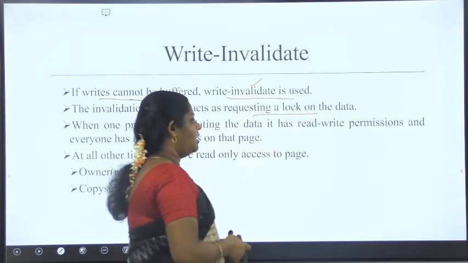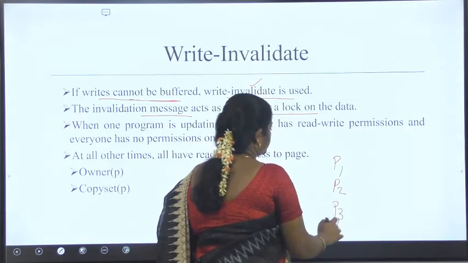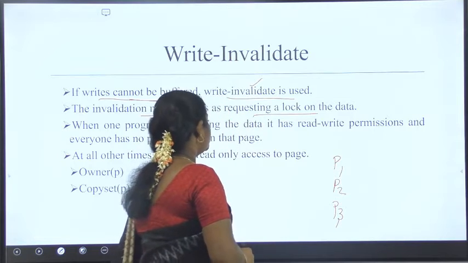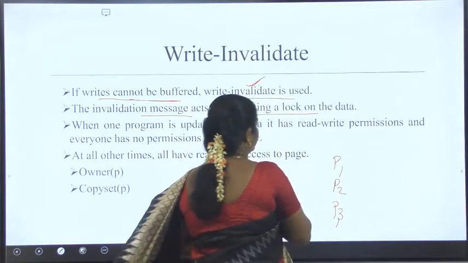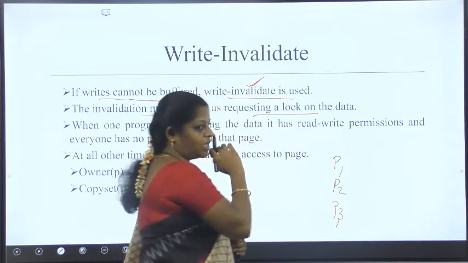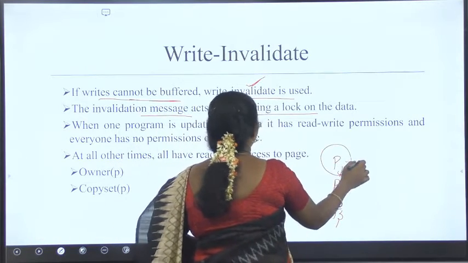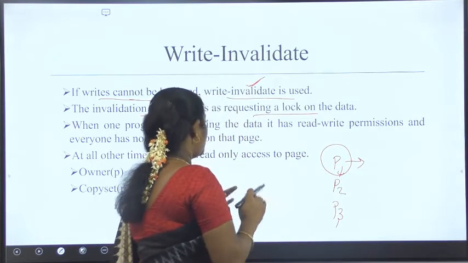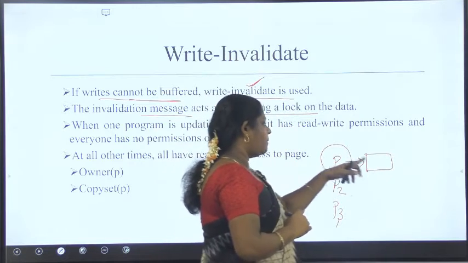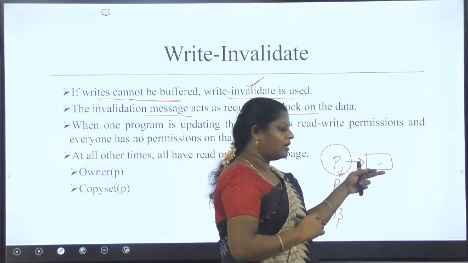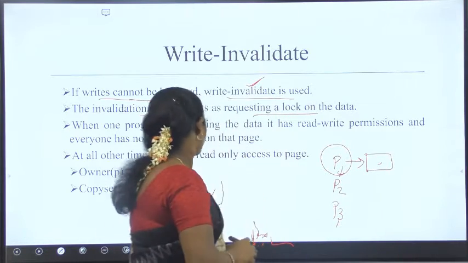That means, again I am taking the same example. Three processes want to write. In case it is not in the buffer, then this write invalidate will be used. They are not going to use a buffer. In that case, they need to lock the data. This process wants to lock the data for some time. After it completes, it releases, unlocks it, then the next process will go and write. So they need some lock for the particular data.